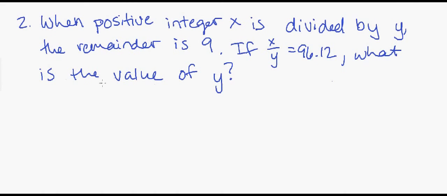Okay, so moving on to our second problem. Okay, so when positive integer x is divided by y, the remainder is 9. If x over y equals 96.12, what is the value of y?